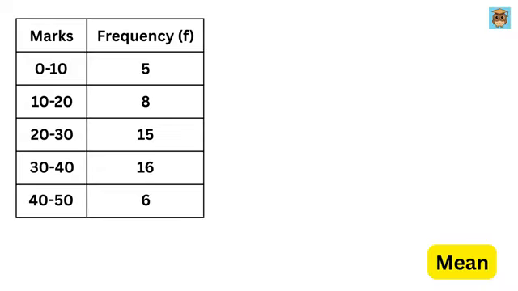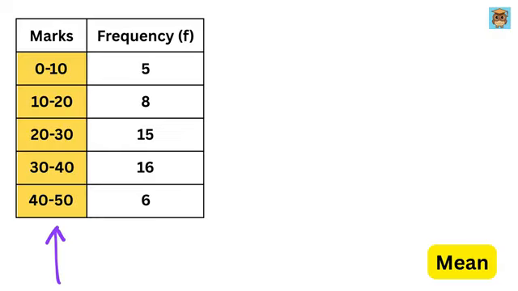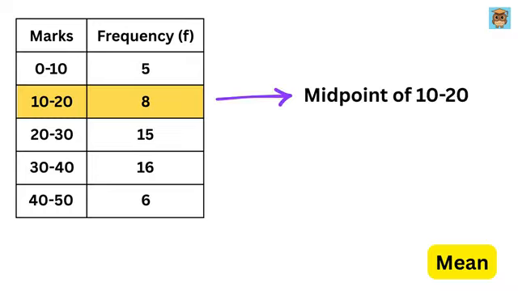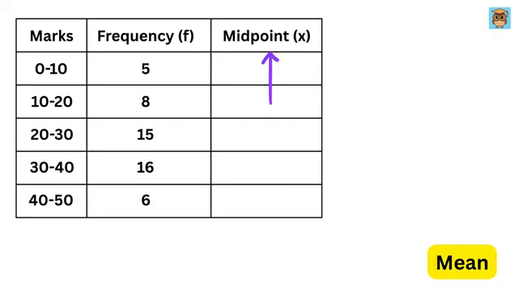The reason we need the midpoint in this case is that we are dealing with grouped data, where individual data points, such as each student's exact score, are not available. Instead, we have a range of values for each class interval, and we need to represent each class by a single value. For example, if 8 students scored between 10 and 20 marks, and we assign the midpoint of 15 marks to represent all these 8 students, we can then compute the total score for these 8 students as 8 times 15 equals 120. We represent this midpoint using x.